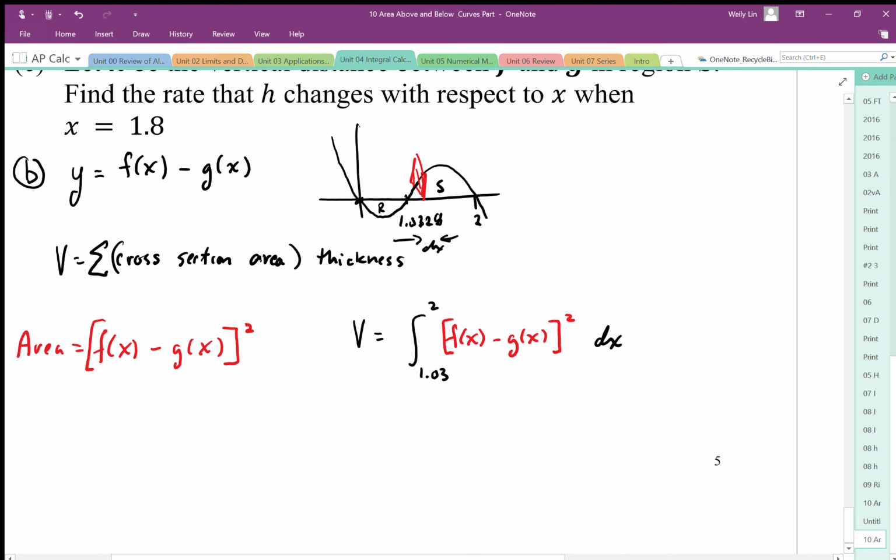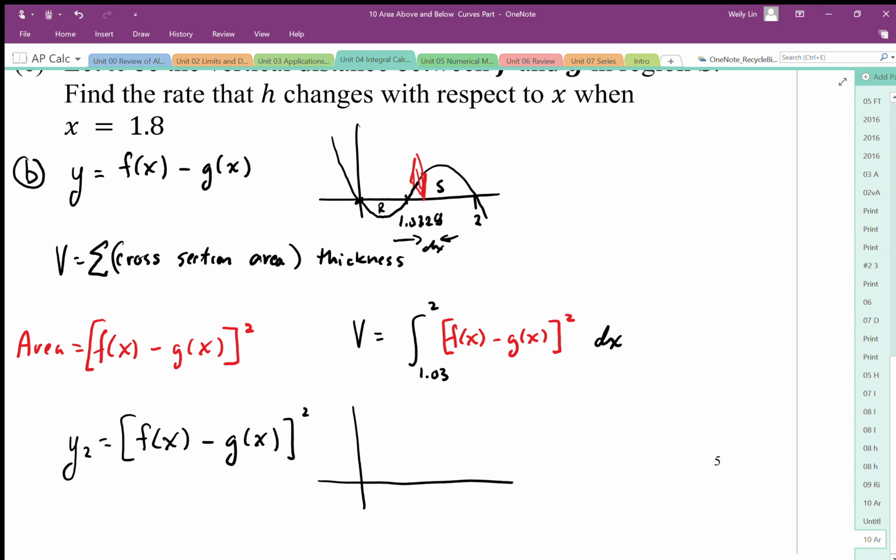Now, to do this easily on my calculator, in my second graph, I'm just going to graph the area. So f of x minus g of x, squared, and I'm going to get an area that looks like this. When I graph that on my graphing calculator, it's basically taking the y values and squaring them, and I end up with something that goes up and down and up like that. You'll notice this section from 1.0328 to 2 represents the square areas. If I find the area underneath this, that will give me the integral. So this area will be equal to this volume.